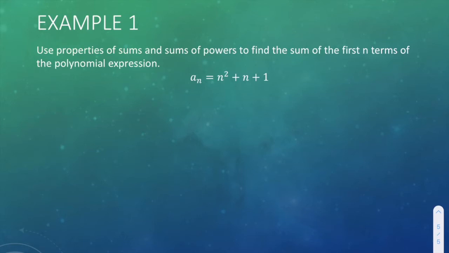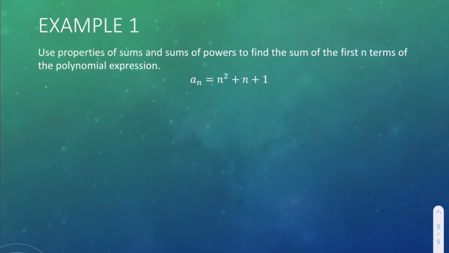Here in example 1, we want you to use the properties of sums and the sums of powers to find the sum of the first n terms of the polynomial expression. So here we have this polynomial expression, a sub n is equal to n squared plus n plus 1. And those are the terms of the sequence.